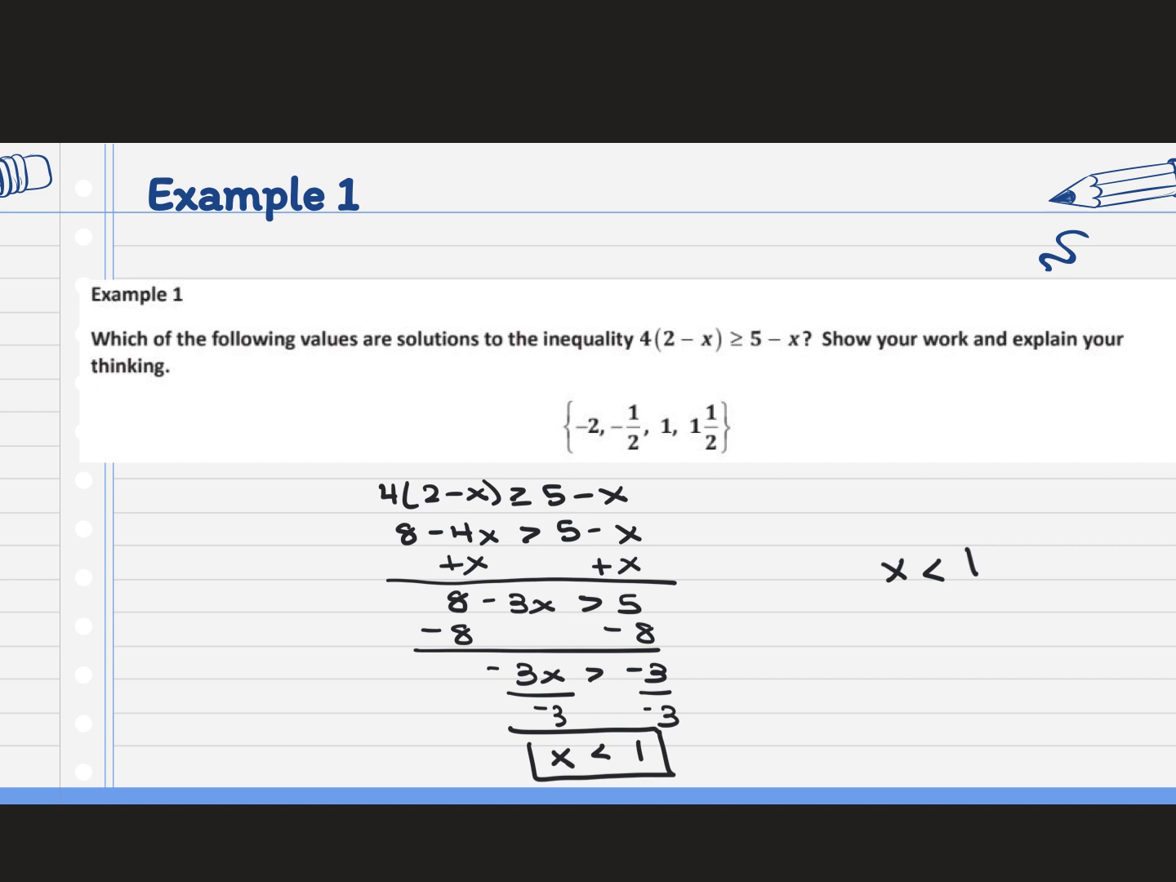So looking at -2, is -2 less than 1? We can go ahead and plug that in, -2 less than 1. Absolutely. Is negative 1/2 less than 1? Absolutely. Is 1 less than 1? Nope. And is 1 and 1/2 less than 1? No. So the only two that are solutions are negative 2 and negative 1/2.